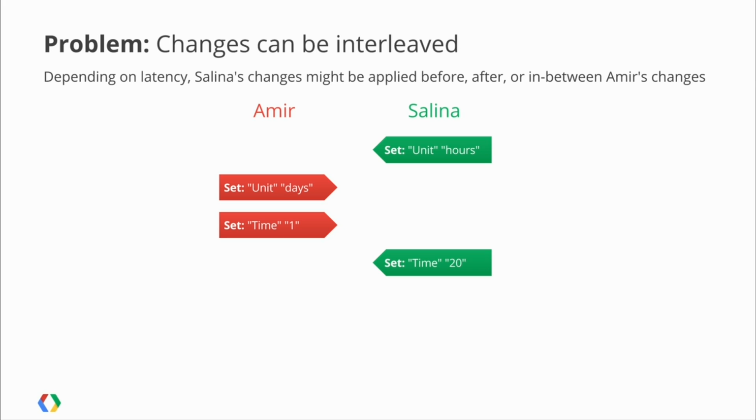So it's possible that half of Selena's change is actually going to come before Amir's change, and the other half comes after. And so the result of this is going to be that you have a task that has the time from what Selena tried to set it to, but the units from what Amir tried to set it to. And this is obviously wrong. You just don't want these 2 changes to be intermixing like this.